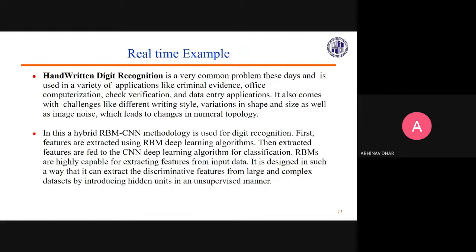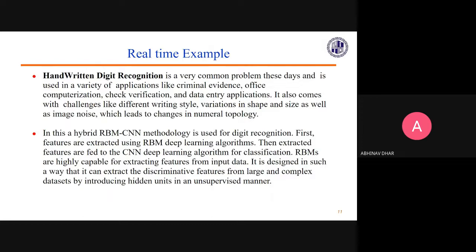This has a wide variety of applications, like in criminal evidence, office computerization, check verification, and many other things. How this is done is that a hybrid model is used, which consists of a restricted Boltzmann machine and a convolutional neural network, which is also called a CNN.